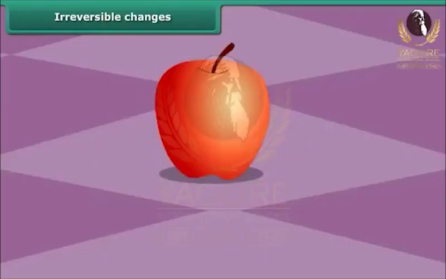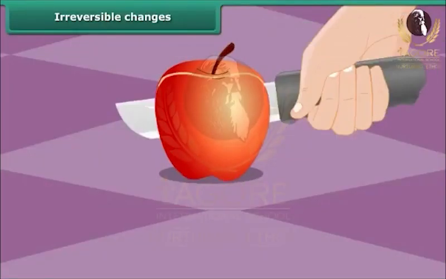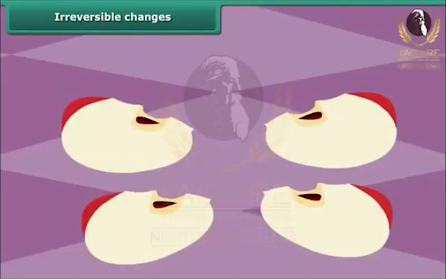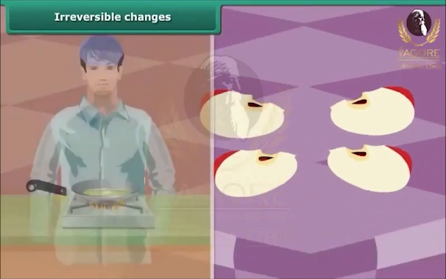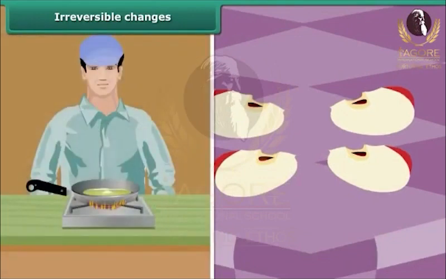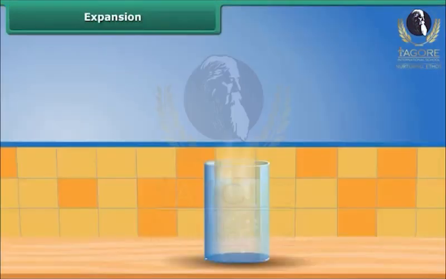Do you like apples? Let's cut an apple into 4 pieces. After cutting the apple, can we get the whole apple back again? These are changes that cannot be reversed and are called irreversible changes.